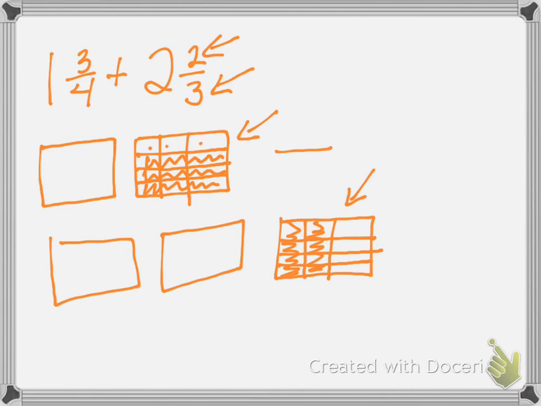1, 2, 3, 4, 5, 6, 7, 8, 9, 10, 11, 12. And how many do we have shaded in? 1, 2, 3, 4, 5, 6, 7, 8, 9. And then we come down to the next one. We know that we have 12 because they're the same.